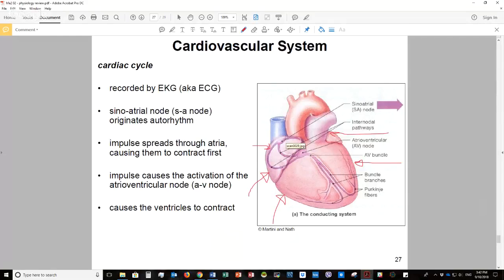So we've got a couple of nodes. This is the sinoatrial node. It's on the atrium, so that makes sense. And then we've got the atrioventricular node. So you can see if we were to split this right here between the right atrium and the right ventricle, this one is kind of on that line. So that's why it's called the atrioventricular node.